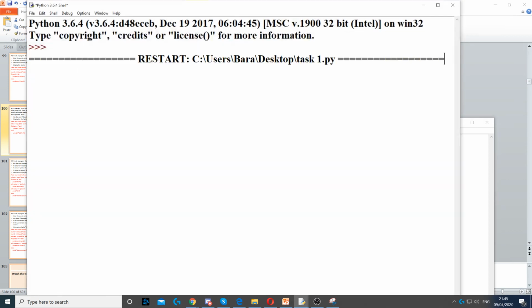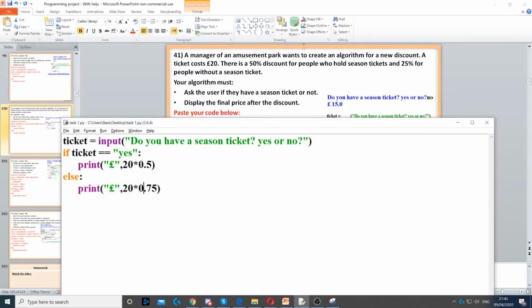So if I type no, it will give me £15, and 25% of 20 is 5, so 20 minus 5 gives us 15. So I know my calculation is correct.